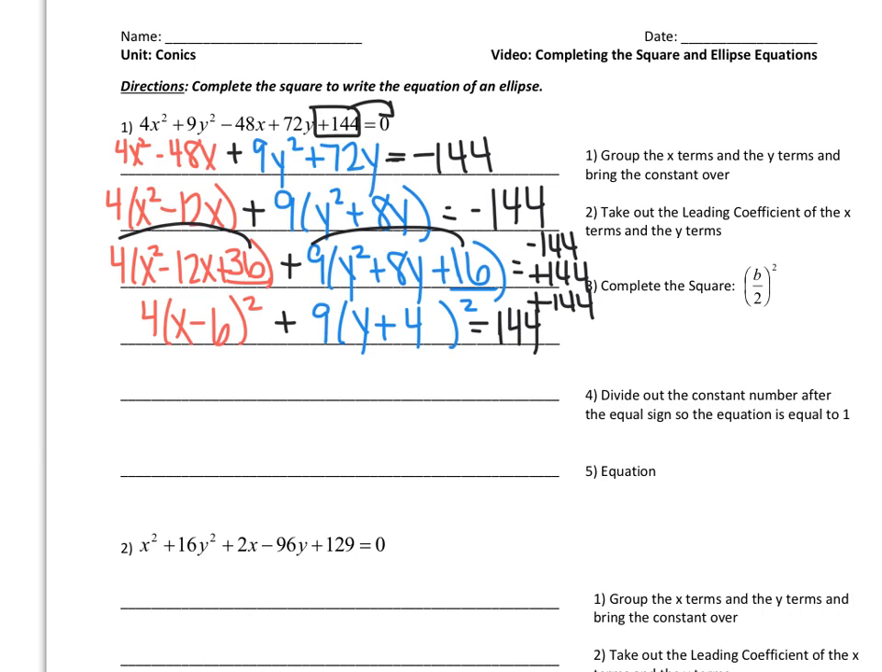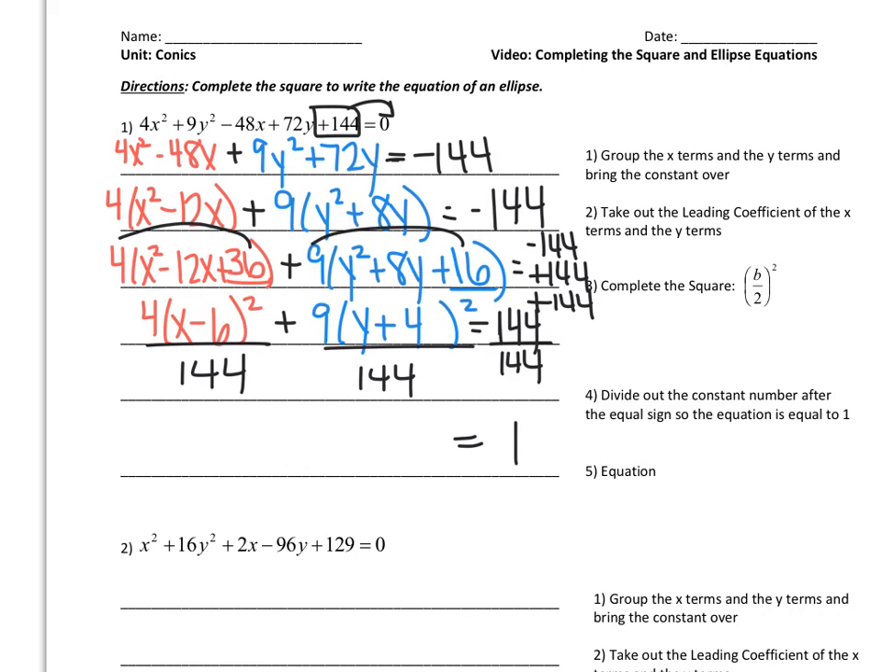So now that we've successfully completed the square, we're almost there at the equation of an ellipse, but just recall that all the equations of ellipses have to equal 1. So that's why we're dividing out that constant number. So we're going to divide out the 144. So now the equation equals 1, which we need.